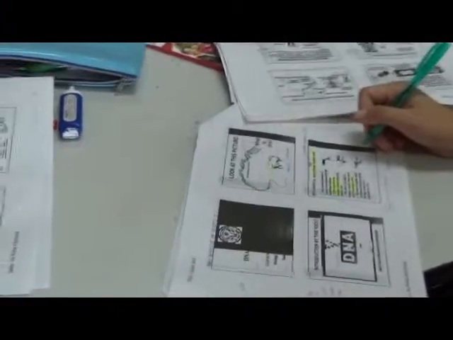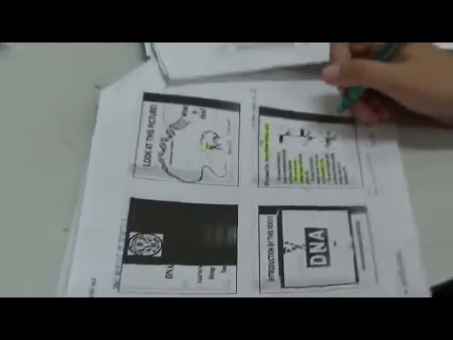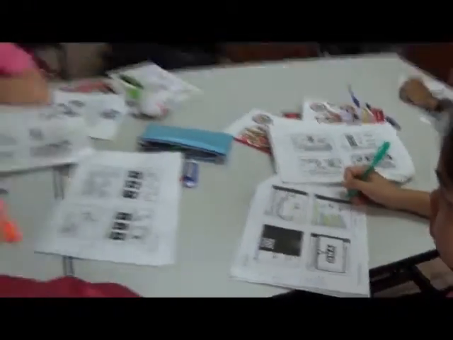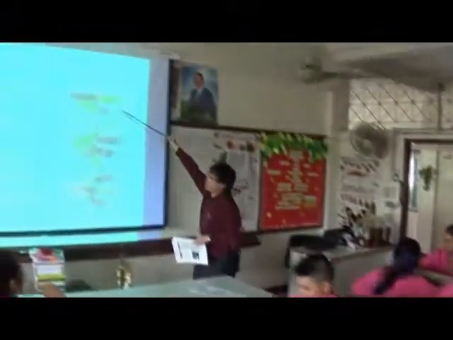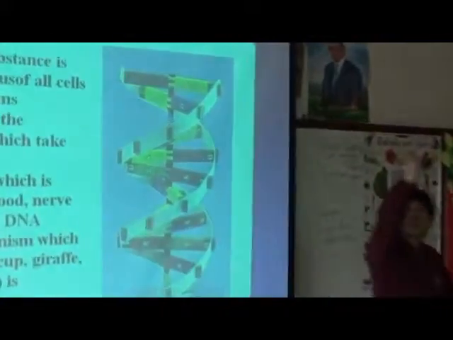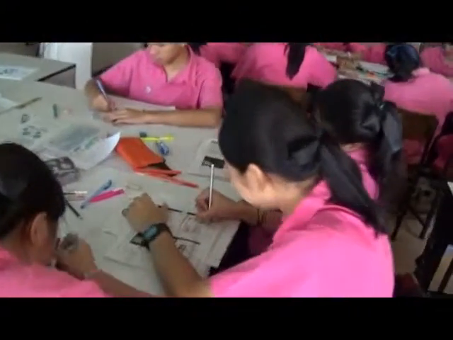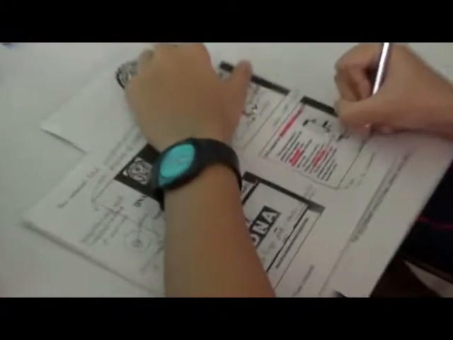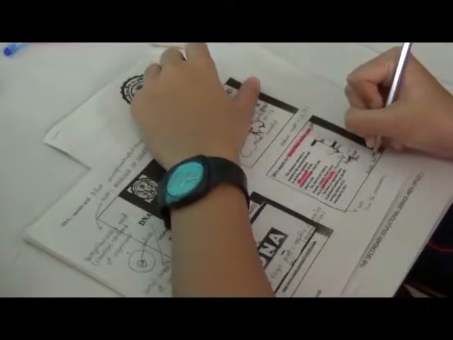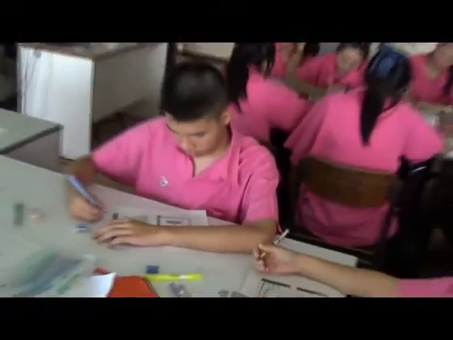Okay? That's the main idea of the function of DNA. What is the picture? That's called the structure of double helix. Very good. You can write this double helix of DNA.